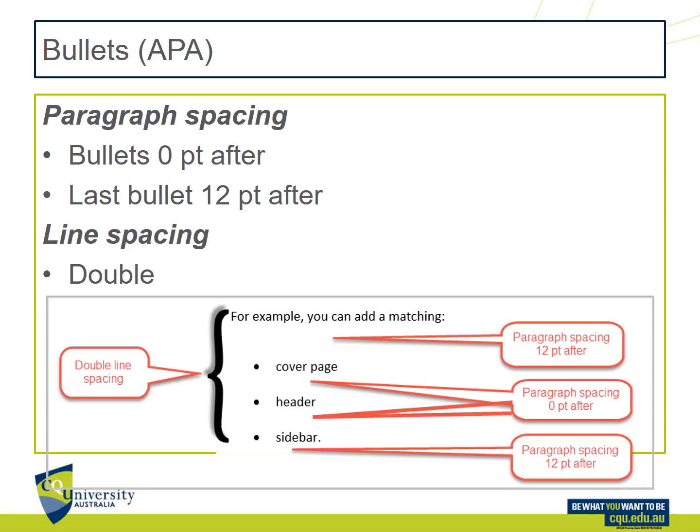Now my paragraph spacing between each bullet, which is set to double line spacing, is 0 points after, but the last bullet definitely has 12 points after to create that space between the last bullet and the next paragraph.